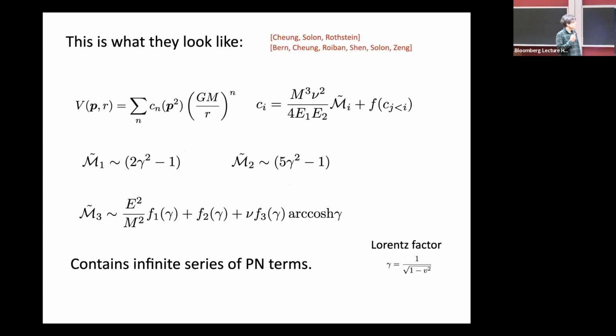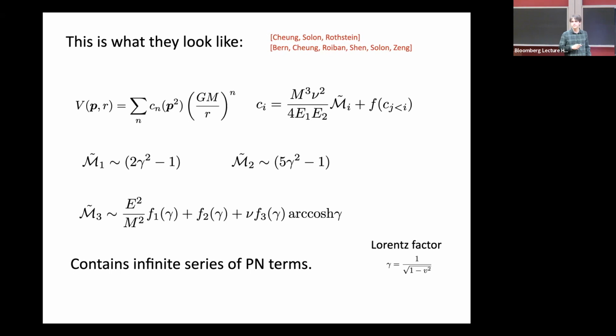So this is what they look like. You have some potential, which is an expansion in GM over R, and there's some coefficient that depends on velocity. And this coefficient I can organize as some function of the lower order coefficients and some piece that depends on this M tilde object. I will tell you later why I call it M. It's because it's related to some scattering amplitude. And this is not a complicated object. It's a bunch of rational functions of the Lorentz factor, the relativistic factor for the relative velocity between the two bodies, and then some functions like arccosh of this relative factor. If you expand this in velocity, this contains an infinite series of velocity corrections to Newton's potential at a fixed order in G. Okay, and so this is up to order G cubed.